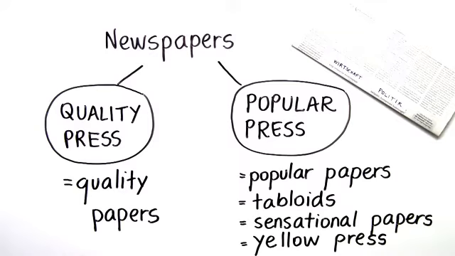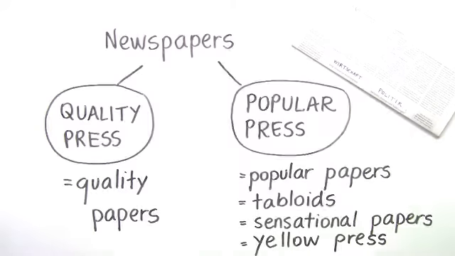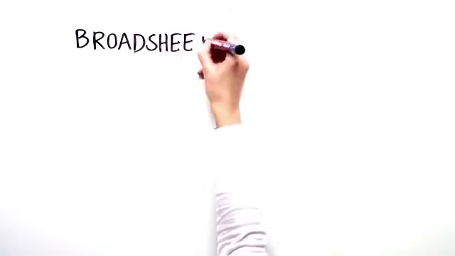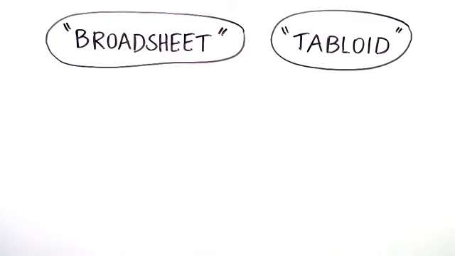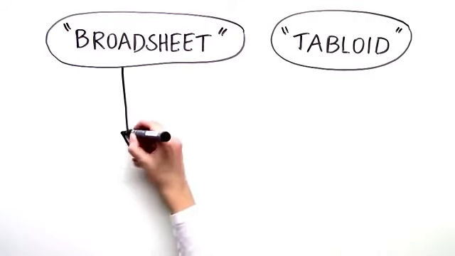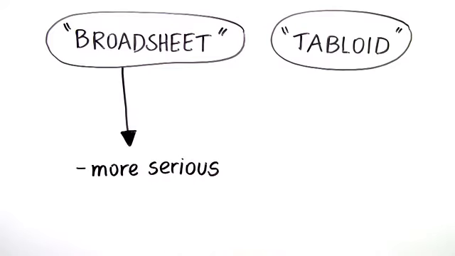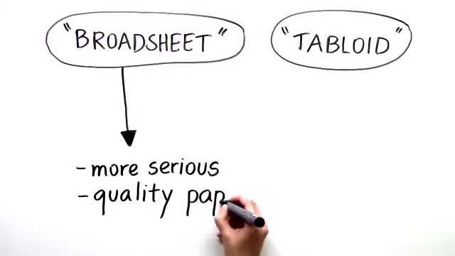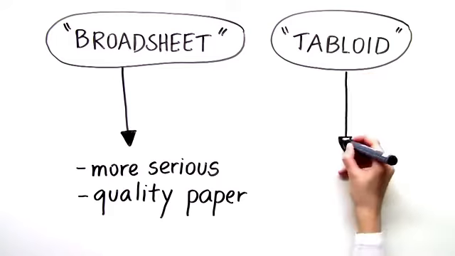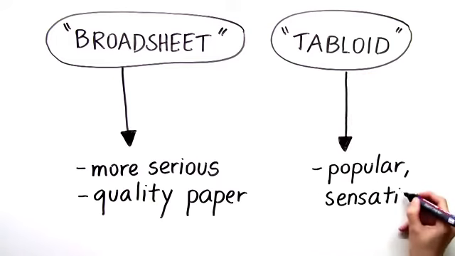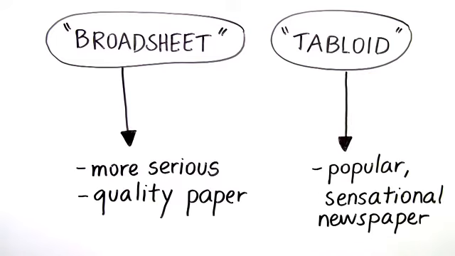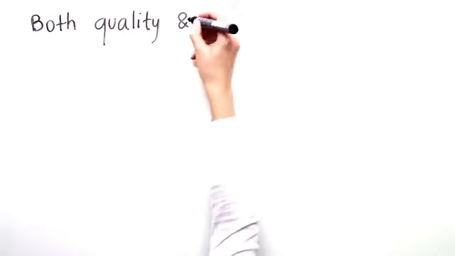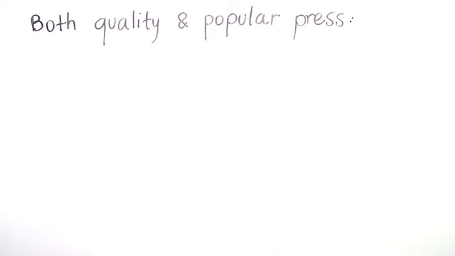When people talk about newspapers, they often use these two words, broadsheet and tabloid. Broadsheet stands for the more serious kind, the one we just called a quality paper. And tabloid refers to the popular, sensational kind of newspaper. However, both types of newspaper have some things in common.